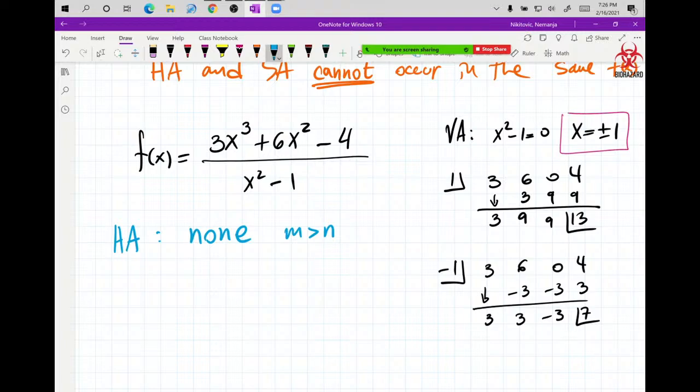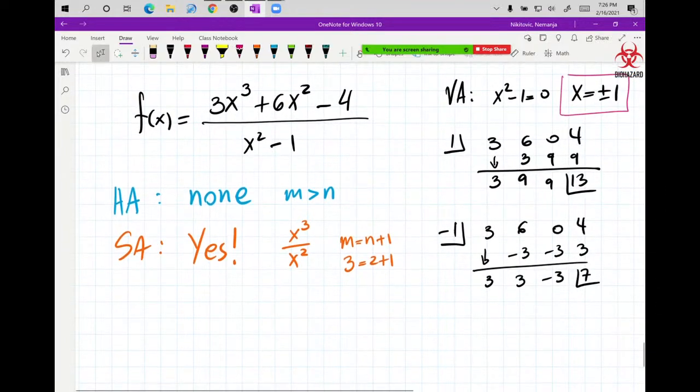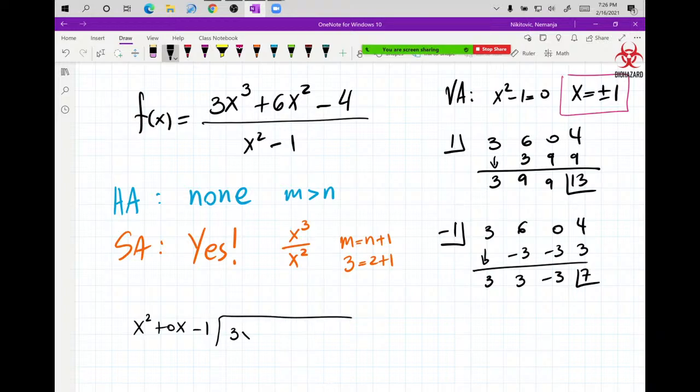All right? And finally, slant asymptotes. Yes, we have that, because you have x to the 3 on top, x to the 2 on the bottom. That's different by 1, right? And we said m equals n plus 1. So you have your 3 equals 2 plus 1. There's your 3, there's your 2. So it fits, which means that we can do long division of polynomials to figure out what the equation for it is. So x squared plus 0x minus 1. Remember, I'm putting in placeholders here.